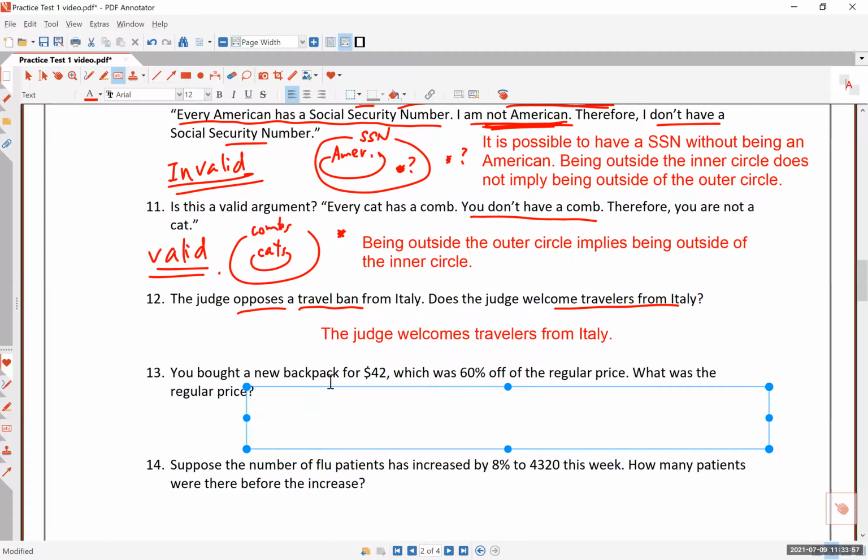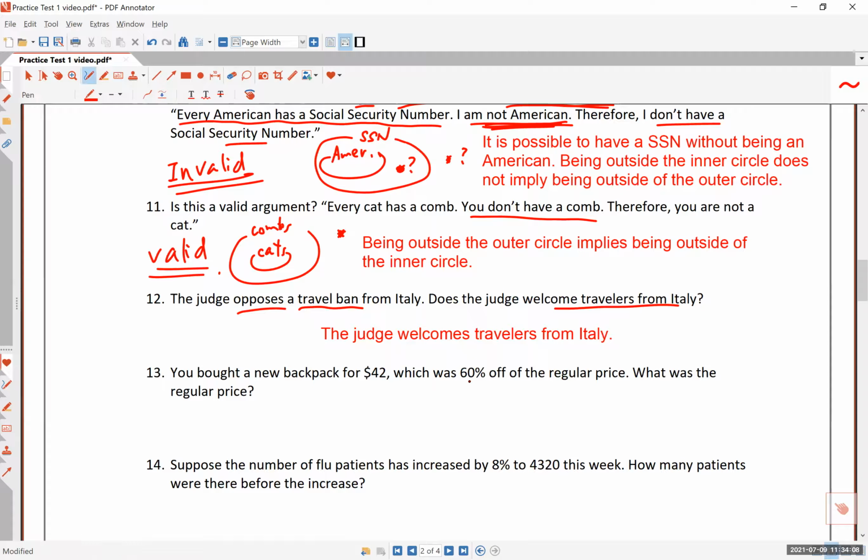Number 13. You bought a new backpack. Let's see. We need to work this out. You bought a backpack for $42. Okay, and that was 60% off of the regular price. Lucky you. What was the regular price? All right. So remember, do not find 60% of $42. If you do that, you get the wrong answer.